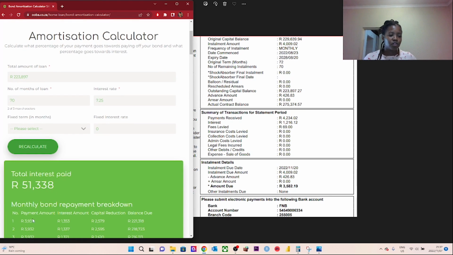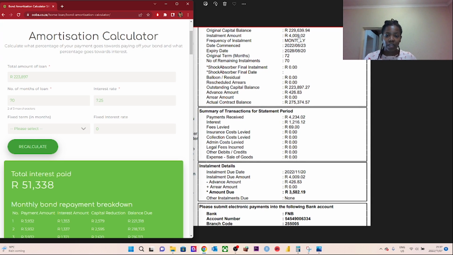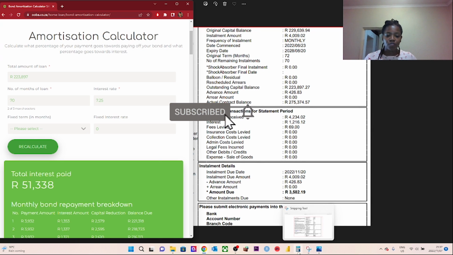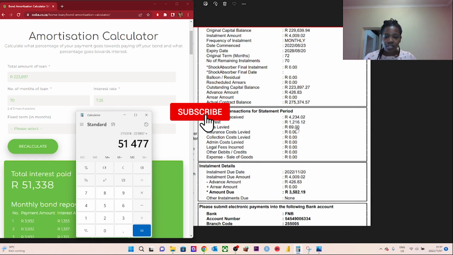Now, you'll see that there's a difference between the 3.9 here and the 4,001, which is what I actually pay. I'll show you what that difference is, right? It's written somewhere here. So it's the fees levied of 69 rand. So what you're basically seeing is fees levied of 69, which is the 69 rand plus the 3,932 that this says it's prepaying.